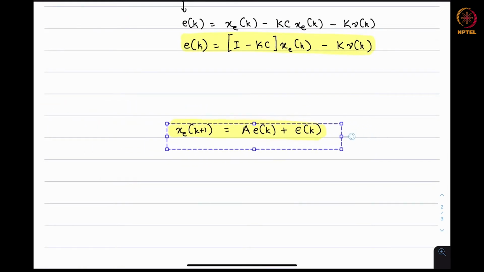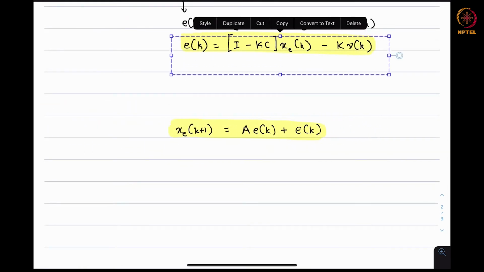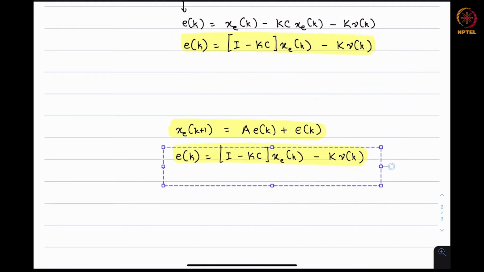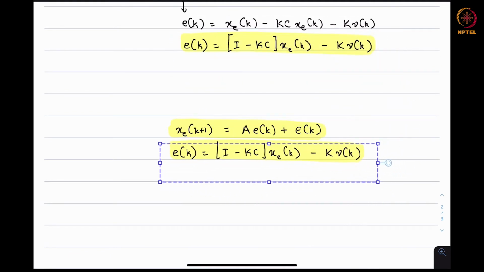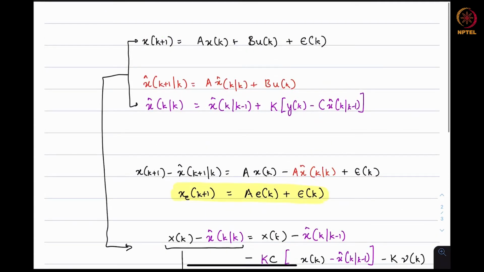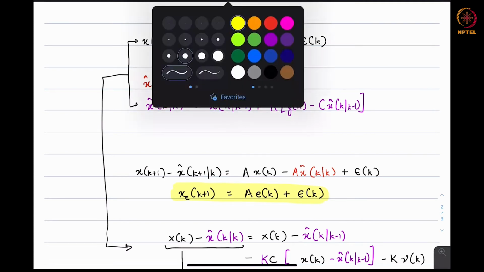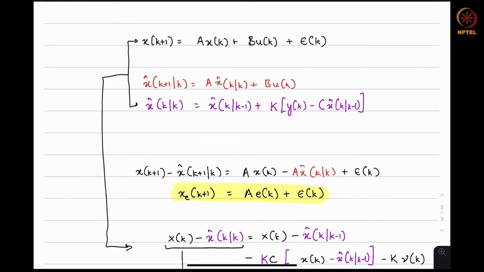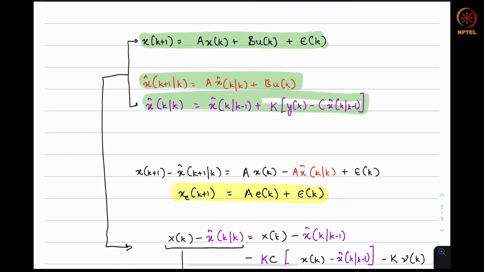Okay, so let me copy and paste it for our future derivation. This is one equation and this is the other equation. Remember, we also have the derivations that we had over here, and these are also important for us. We will highlight them in a different color. This is our plant, this is our prediction equation, and this is our filter equation.